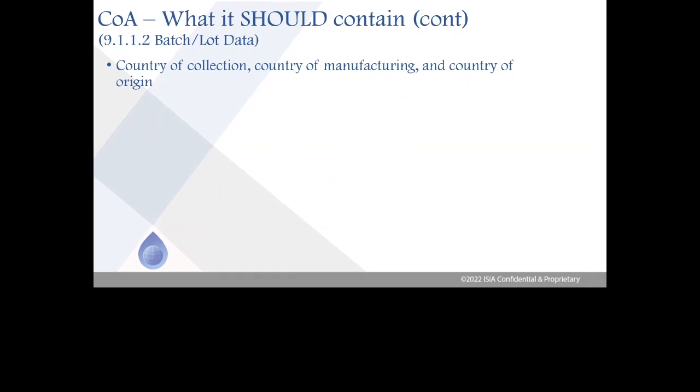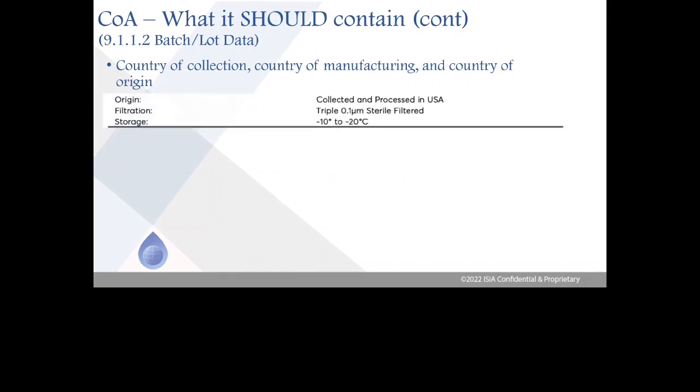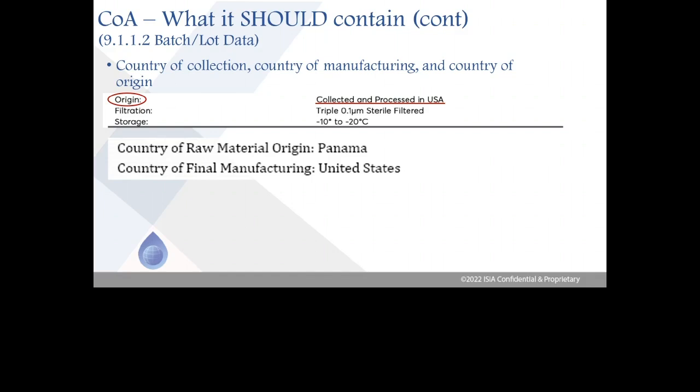In our example, the manufacturer identified origin as the United States and further specified that the product was collected and processed in the USA. A second example is an FBS that had the raw material, the blood, collected in Panama, but the manufacturing was performed in the United States. In the event blood is harvested from multiple countries and pooled, all countries should be reported on the C of A.